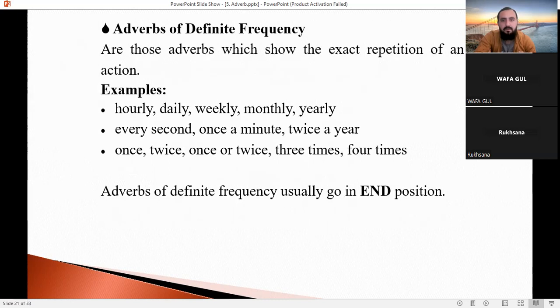Adverbs of definite frequency are those adverbs which show the exact repetition of an action. For example, hourly, daily, weekly, monthly, yearly, every second, once a minute, twice a year, once or twice, 3 times, 4 times. Adverbs of definite frequency usually go in end position.